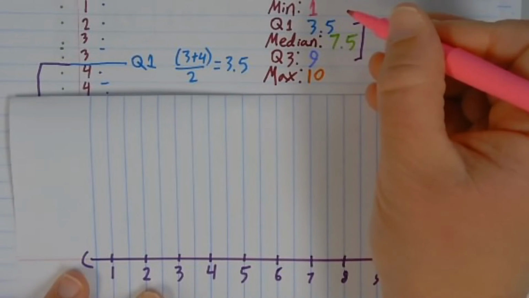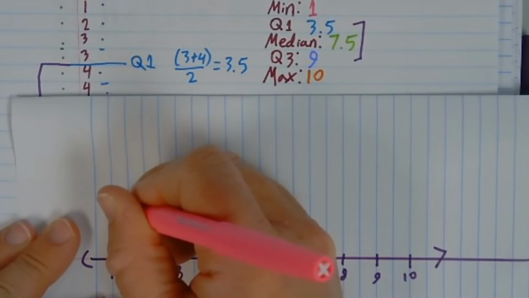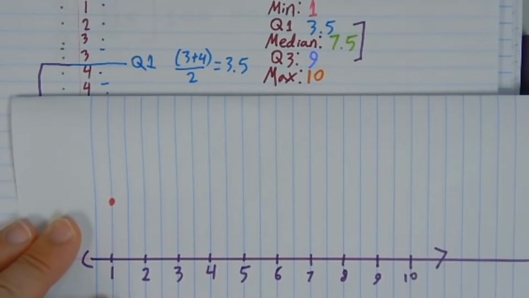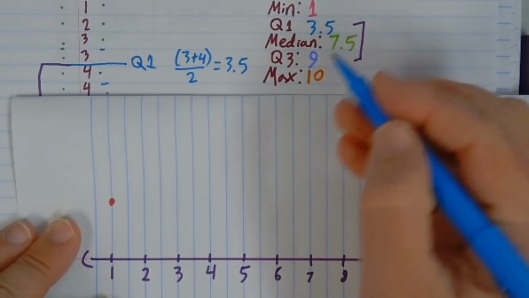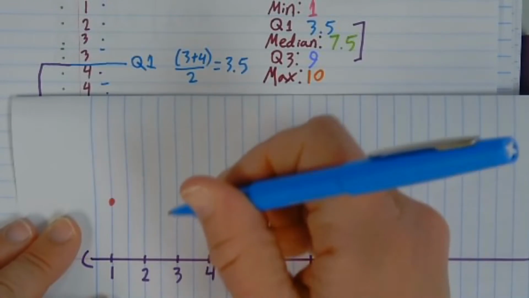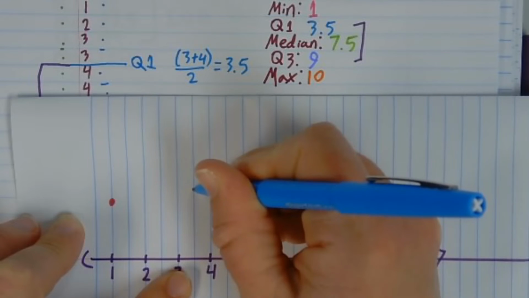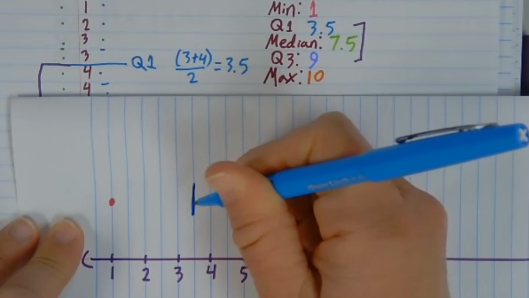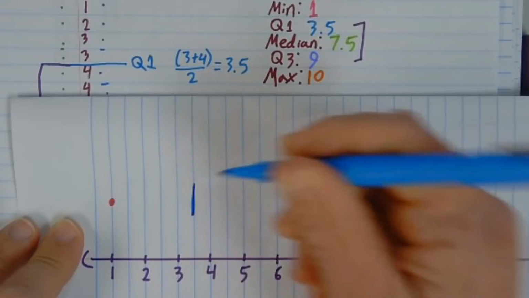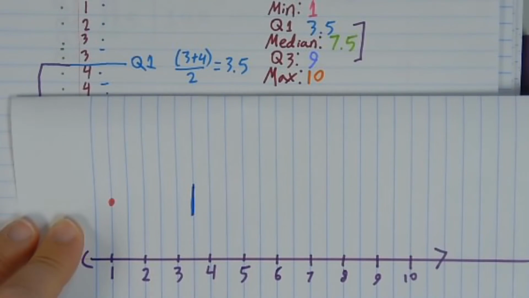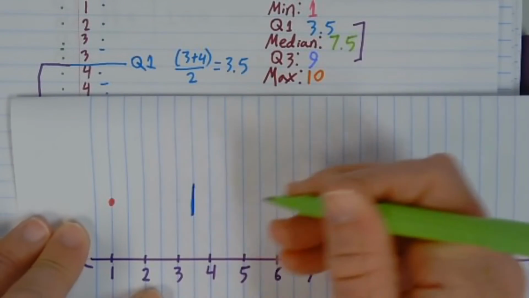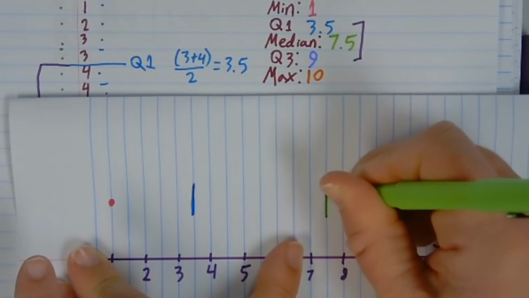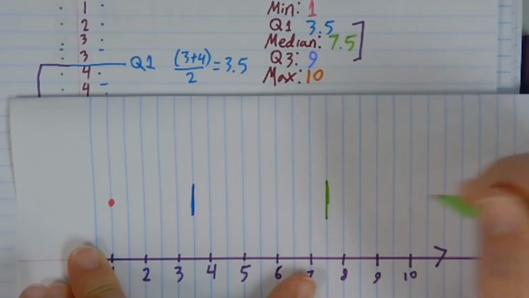So I take my minimum of 1 and I put a dot at 1 for my minimum. I take my first quartile, which is at 3.5, so halfway between 3 and 4, which is one of the reasons I chose to skip every other line when doing this. And I can draw a line. That's going to be the first edge of my box. Then I take my median, which is at 7.5, so it's all the way over here. And I draw the next half of my box.